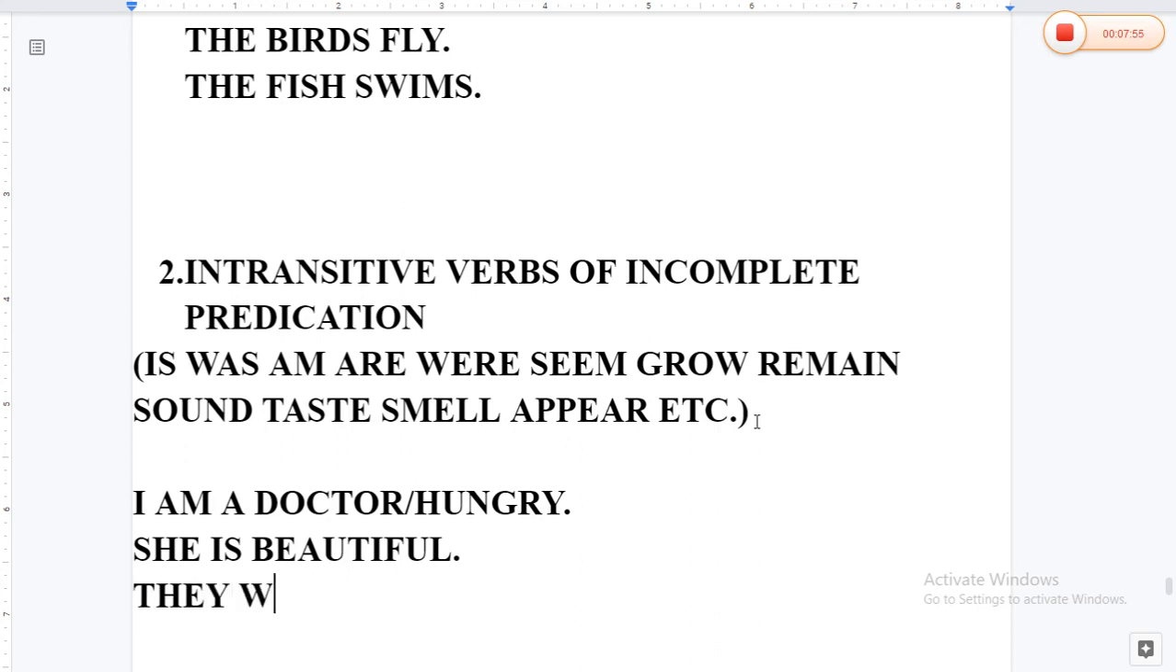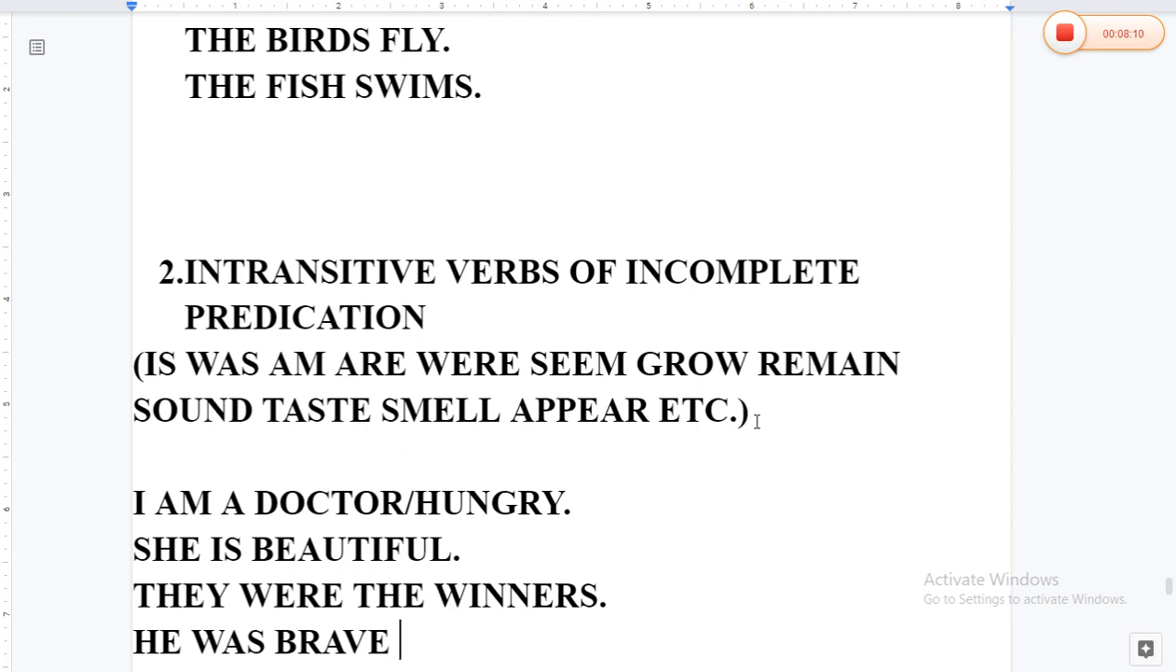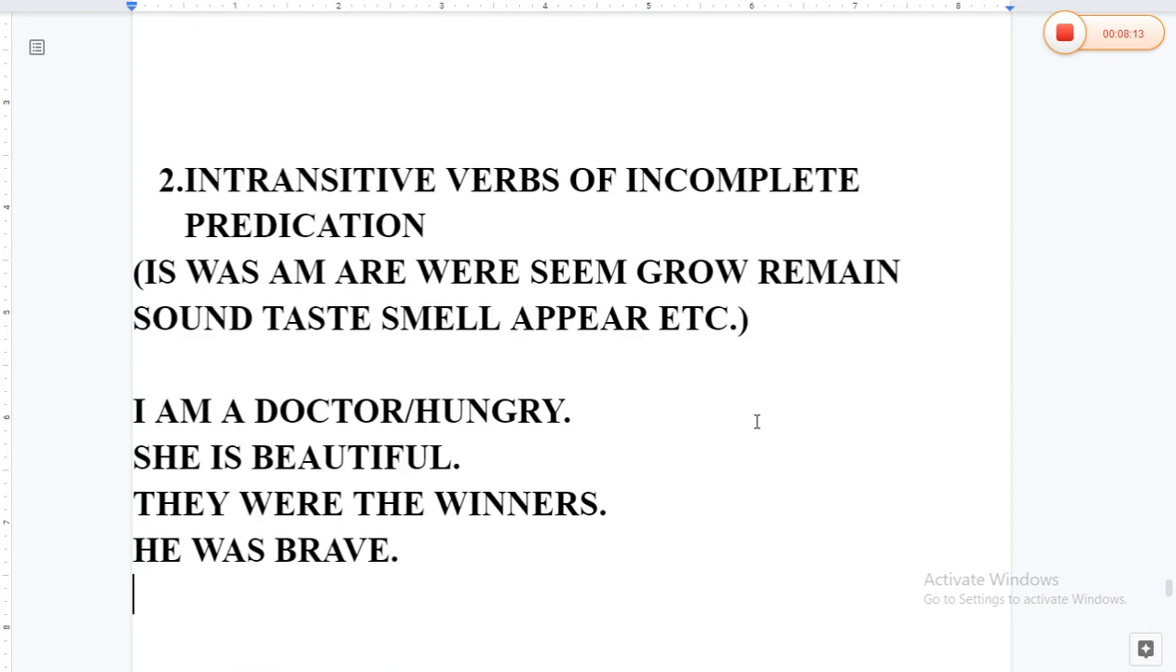They were the winners: "the winners" is a complement. He was brave: "brave" is a complement. So what is the point? Intransitive verbs of incomplete predication always take a complement to complete the meaning or complete the predication. Let's take some more examples with seem.